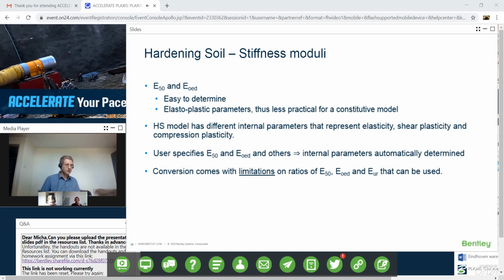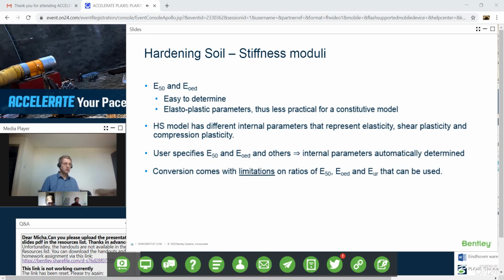For several reasons, but the main one is that, first of all, there is no equation, no analytical solution to get the internal parameters from the E50, E odometer, and EUR. So internally, it has to do a little simulation. And it does so. At the moment you fill in the parameters and press the OK button, what the hardening soil model does is that it actually simulates a triaxial test and an odometer test. It makes a first estimate of the internal parameters, just whatever, set them all to 1 or something.